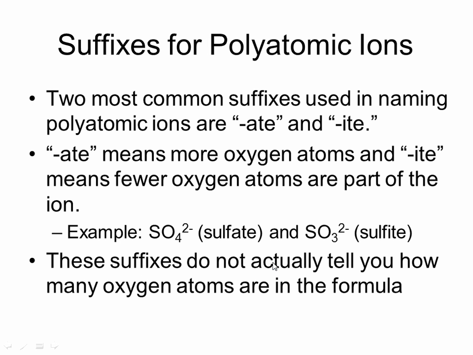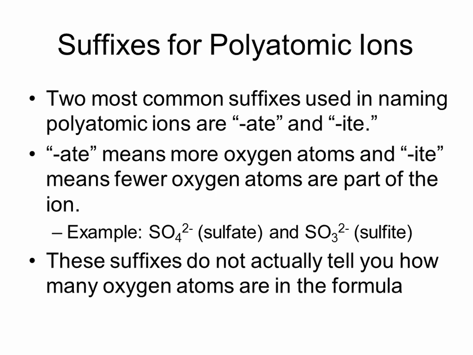Now, suffixes for polyatomic ions. The two most common suffixes used in naming polyatomic ions are "ate" and "ite." When we talked about naming ionic compounds and molecular compounds, I was telling you to change the endings to "ide." Now here's one of the major differences with polyatomic ions. You want to change the endings to "ate" or "ite." If you look at that table on 491 of many of the common polyatomic ions, you will see that they all have endings of "ate" or "ite."